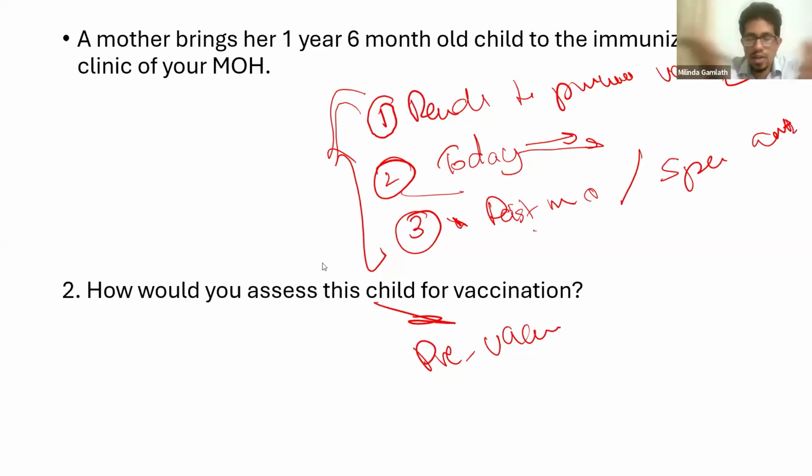Today, is the child having any sort of illness? Is she having a fever? Is he having any sort of condition? Next thing, the past medical history. Has she been admitted to the hospital for some sort of condition? Did she have any sort of fits, right? Fits or any cerebral condition, stuff like that. You can ask in the past medical history.